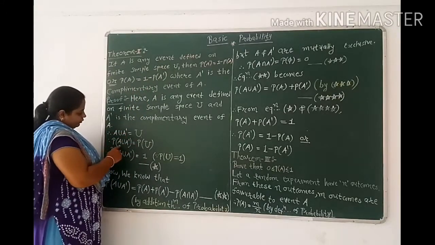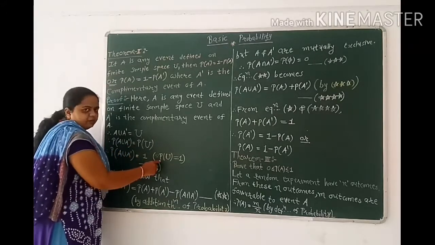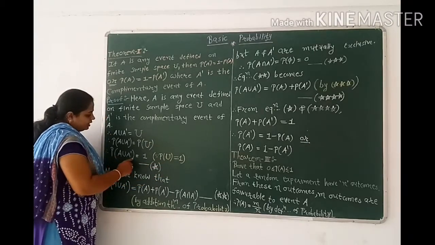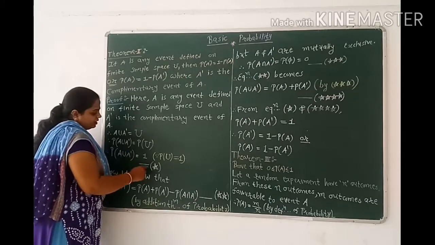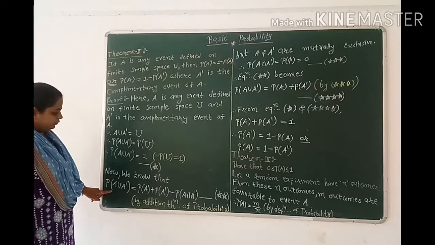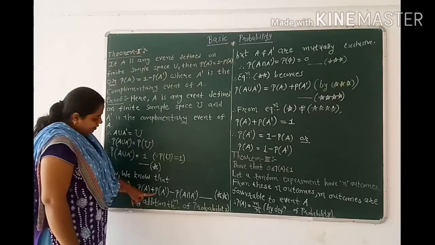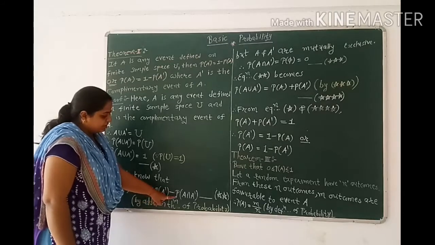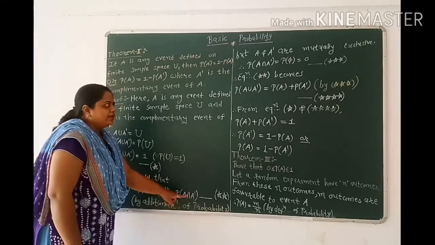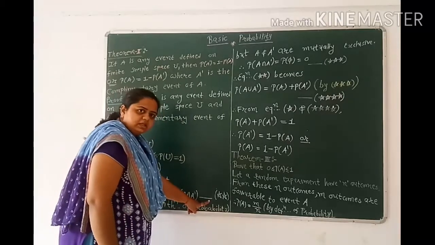Therefore, probability of A union A dash equals probability of U. And as we know, probability of U equals 1, so probability of A union A dash equals 1. Give this equation number star. Now we know that probability of A union A dash equals probability of A plus probability of A dash minus probability of A intersection A dash, from the additive theorem. Give this equation number double star.